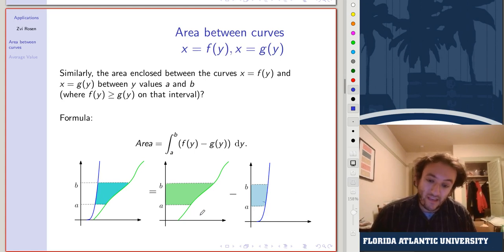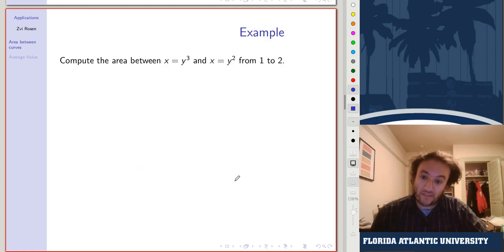And we have the same cartoon here, where the area between the curves is given by the area to the left of the larger curve minus the area to the left of the smaller curve. Okay? Let's do an example applying this formula. Compute the area between x equals y cubed and x equals y squared from 1 to 2. So we should specify this is y equals 1 to 2.